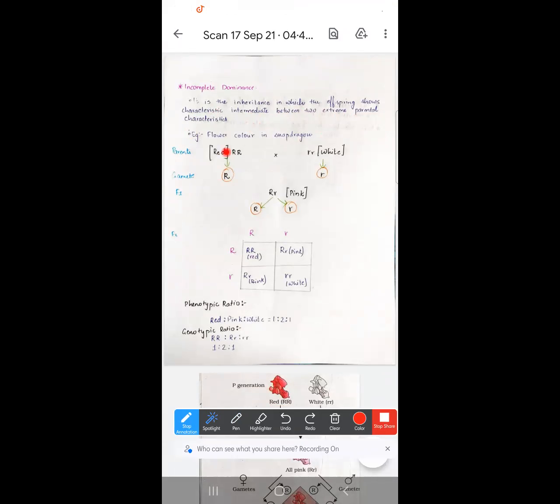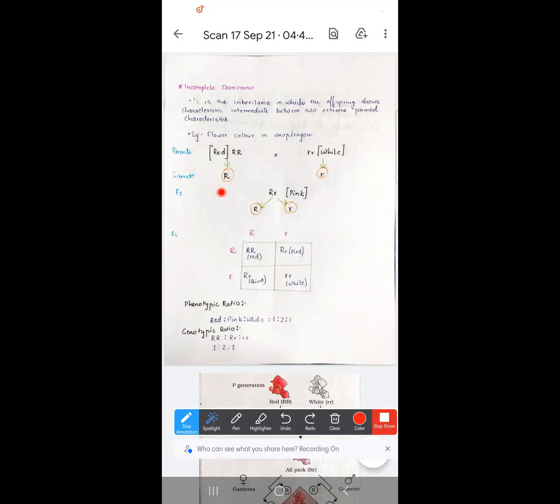So, for example, flower color in Snapdragon. This is a case of flowers not following Mendel's rules, Mendel's hypothesis. So here the parent is dominant, which is a flower in red color. And here the flower is in white color, which has the recessive genotype.